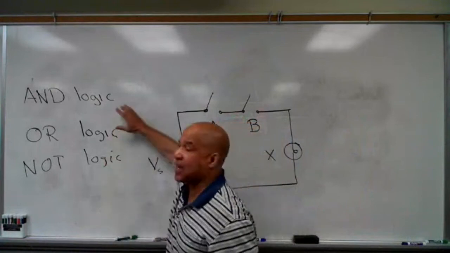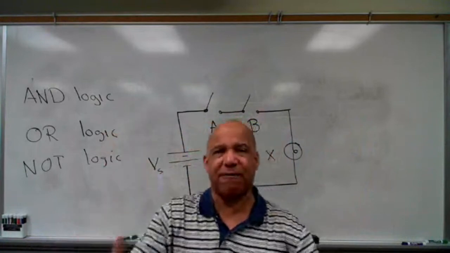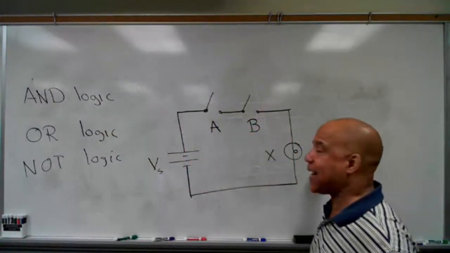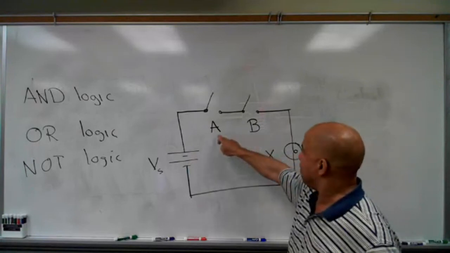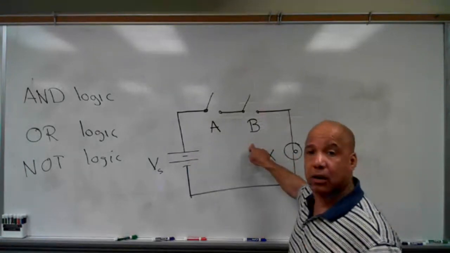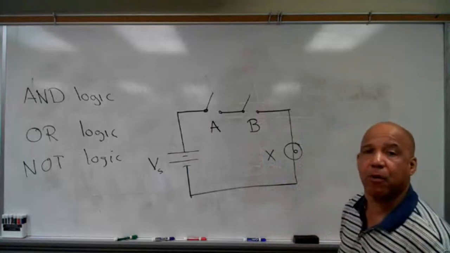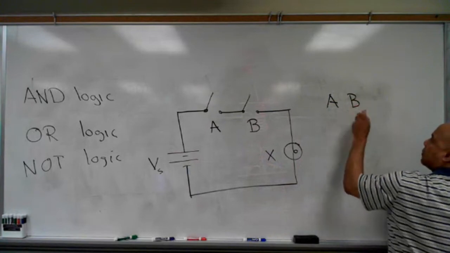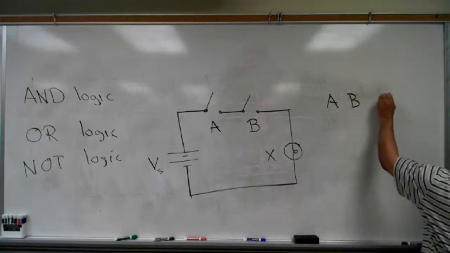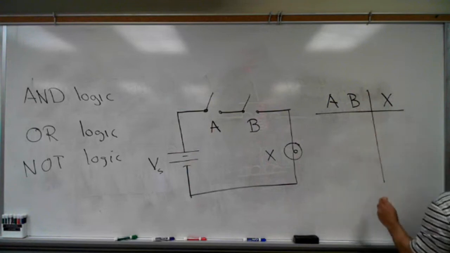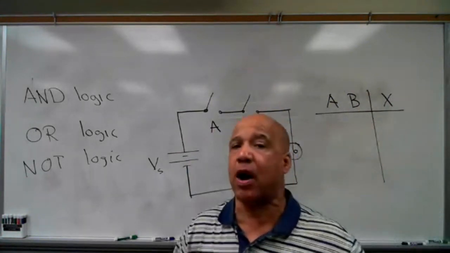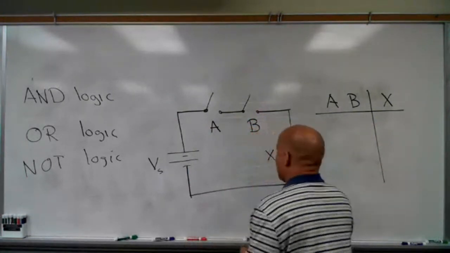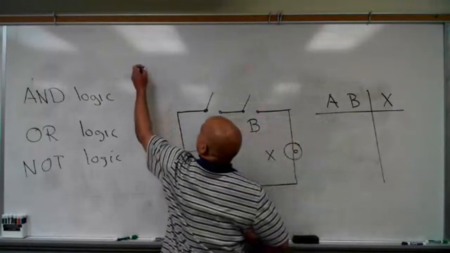But remember when I gave the definition of logic, we said we had these predefined inputs. Well, how would I get this light to light? There's only one way to get the light to light up, and that's when both these switches have to be closed. So what you do is you make this table. On the left side of the table, you have your inputs, your switches, and then you have what you're controlling. The table is just a list of all the possible combinations of the switches.